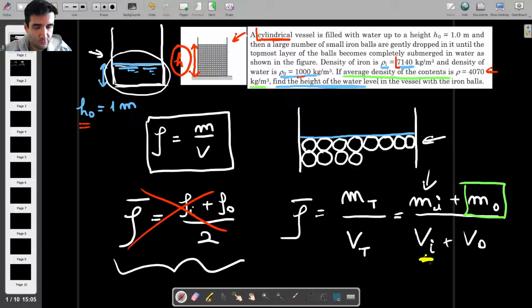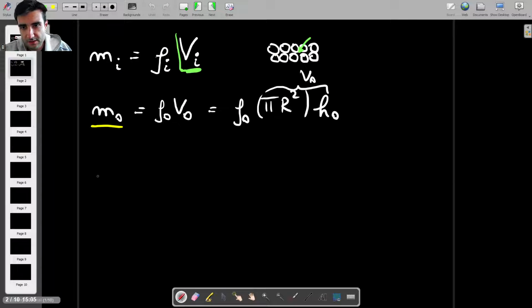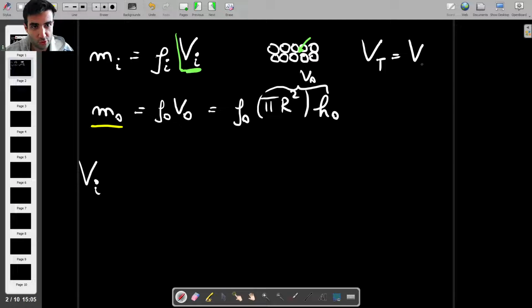So let's look at what's in the denominator. In the denominator we have the volume of the iron, which again is tricky to calculate because we don't know anything about the pellets. What we do know is that the total volume, let's write that here, is made up of the volume of the pellets plus the volume of the water, right? Which means that I can write the volume of the iron as the total volume minus the volume of the water.